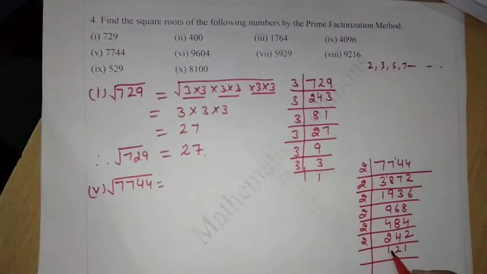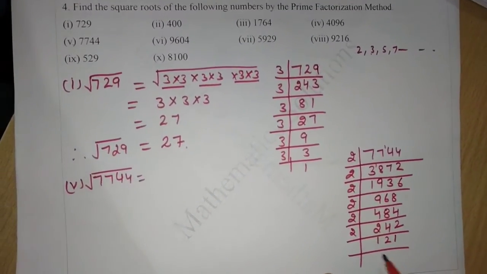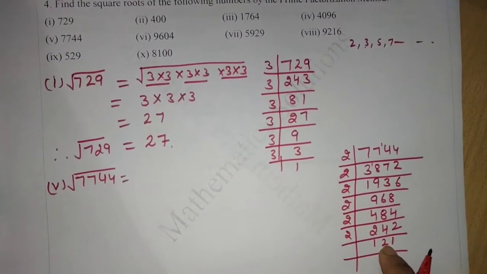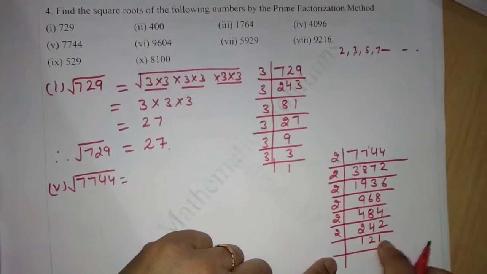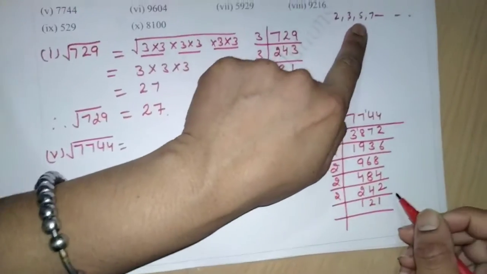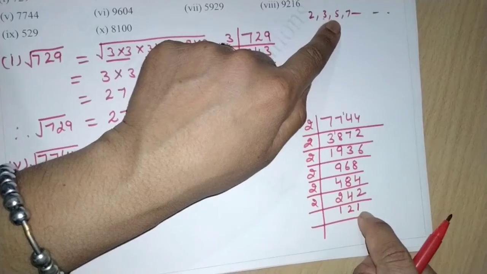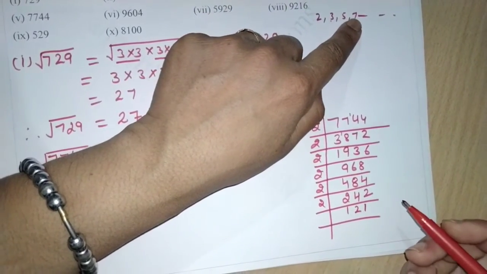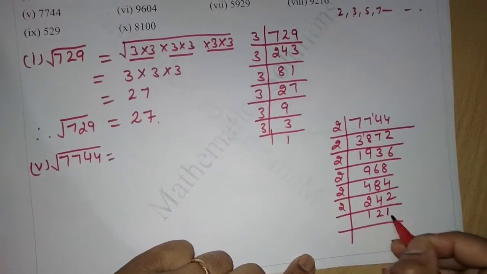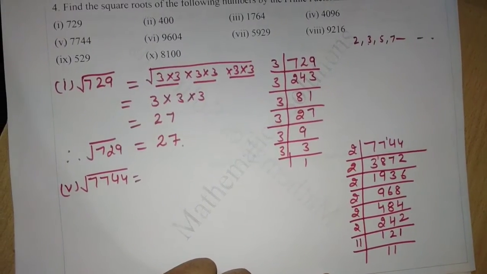Now it will not be divided further by 2 because here the unit digit is 1. Now let's see if it is divisible by 3 or not. 2 and 1 is 3, 3 and 1 is 4. 4 is not divisible by 3, so the number 121 is not divisible by 3. Then the next prime number is 5. The number will be divisible by 5 only if its unit digit is 0 or 5. It will also not be divisible by 7. The next prime number by which 121 is divisible is 11. 11 ones are 11. 11 ones are 11.